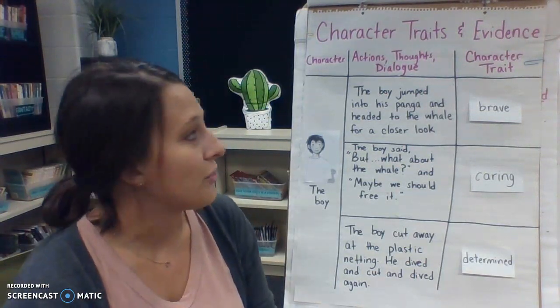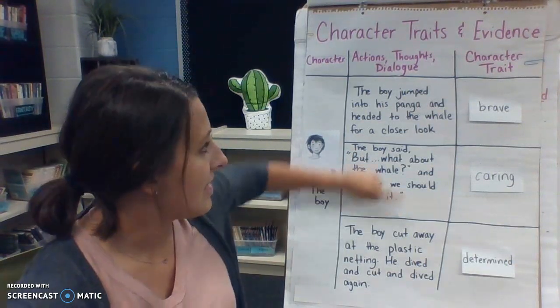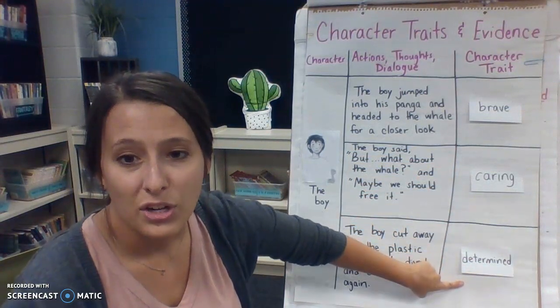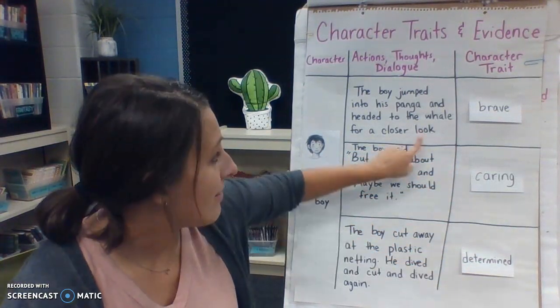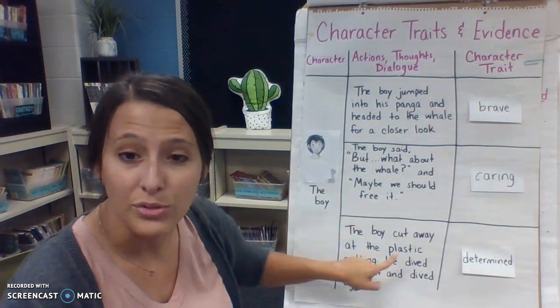So we've come up with 3 good character trait words to describe this boy in the story, and these words are brave, caring, and determined. Those are all great character traits, and we have awesome evidence to support every single word that we chose.